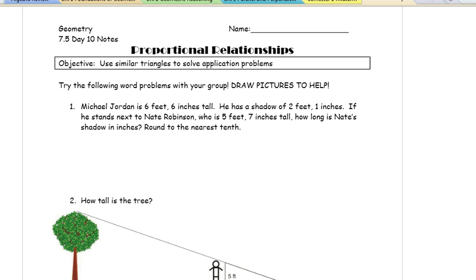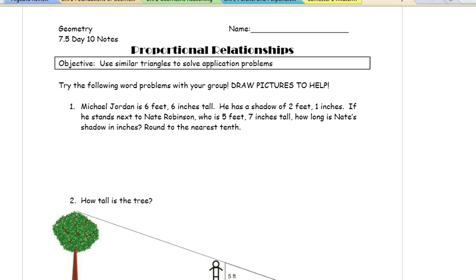So, Michael Jordan is 6 feet 6 inches tall, 6'6", from North Carolina, for those of you who are Bulls fans. He has a shadow of 2 feet 1 inch. I should have said 1 inch, it's alright. If he stands next to Nate Robinson, I made this last year when Nate Robinson was actually on the team, who is 5 feet 7 inches tall, how long is Nate's shadow in inches? Round to the nearest tenth.